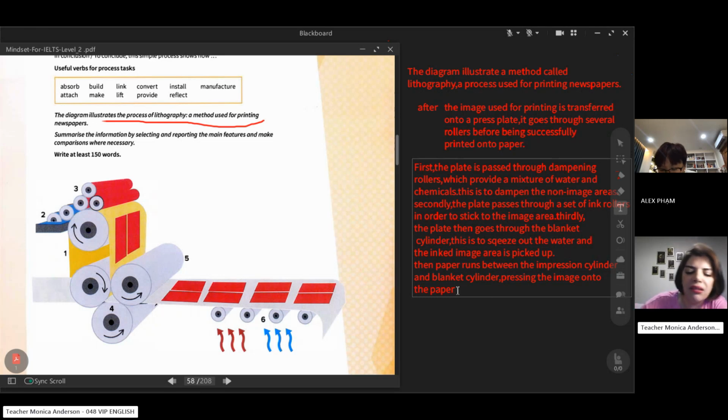After that, this is the last and final step. After that, the paper, as you can see, is dried. It's really important, as you can see, with hot and cold air. With hot and cold air. Okay, and put on the delivery.